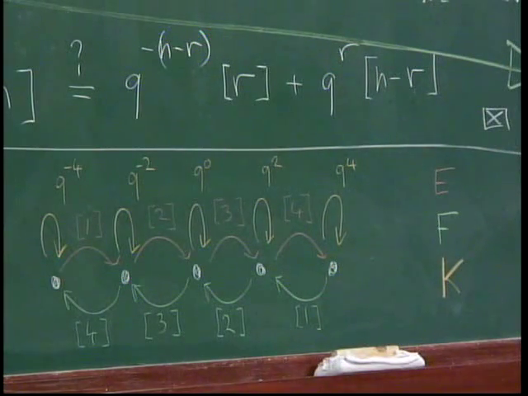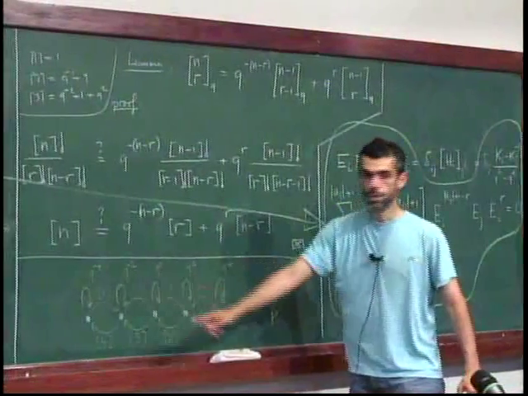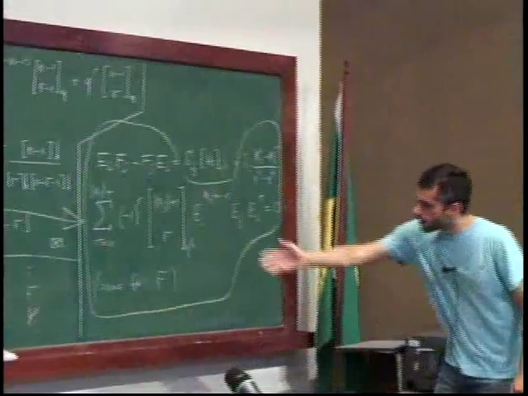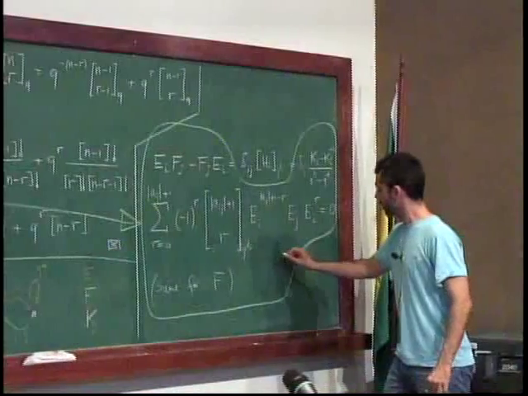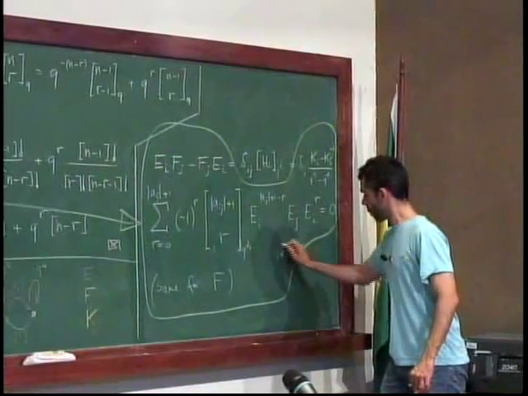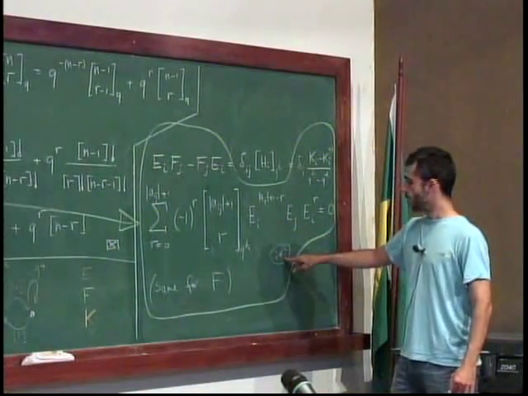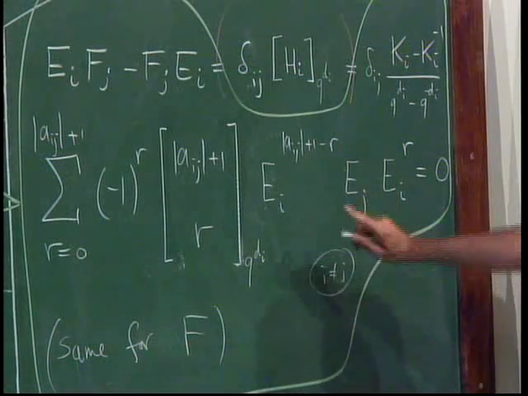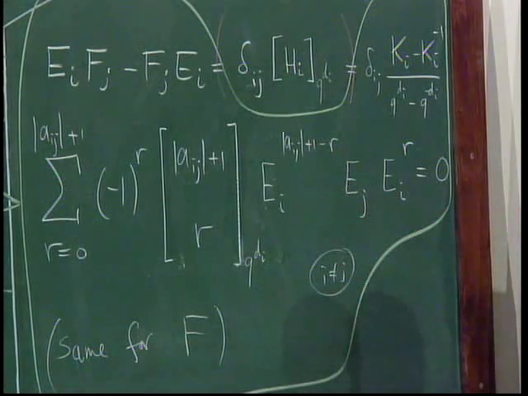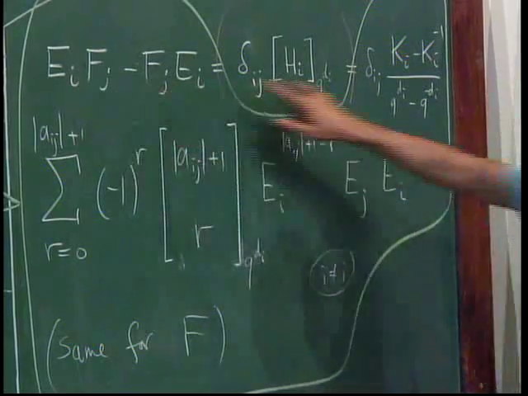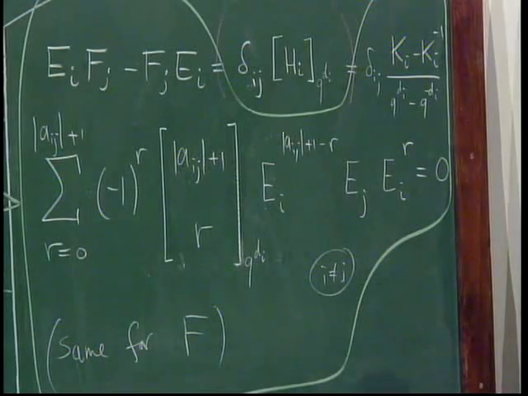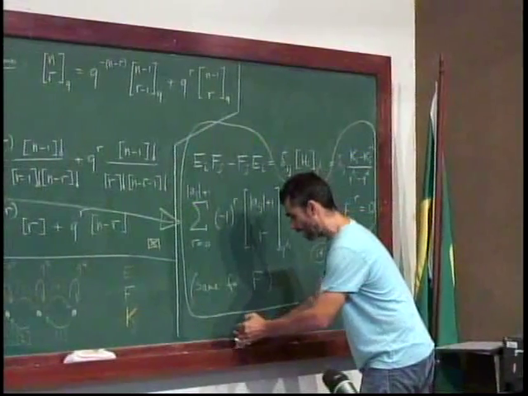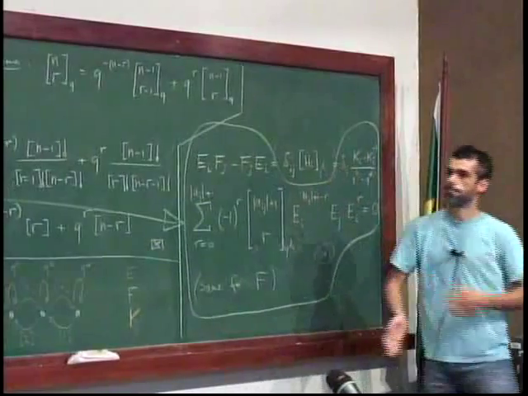And it's actually a cute little exercise that I want you to do, to check that all these relations that I have there are satisfied in this example. This relation here only exists when i is not equal to j, and therefore is completely irrelevant for SL2. But this relation here is the one that's interesting to check. I'll leave that as an exercise. Okay.